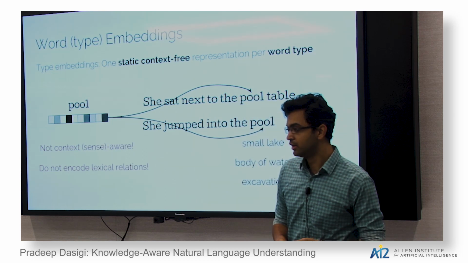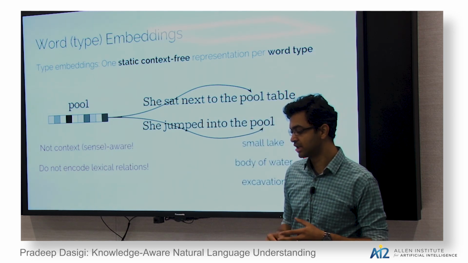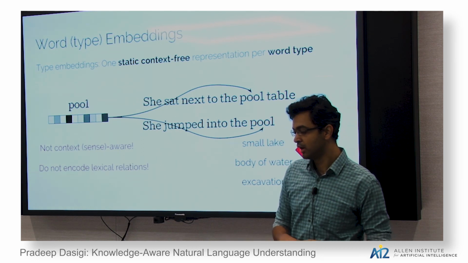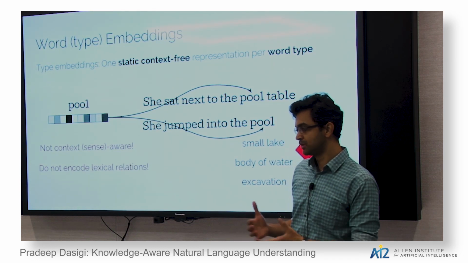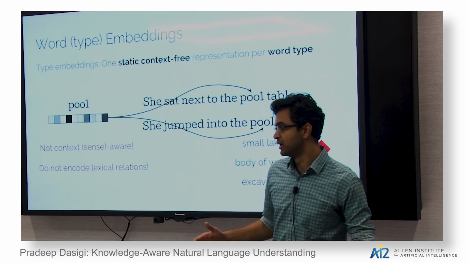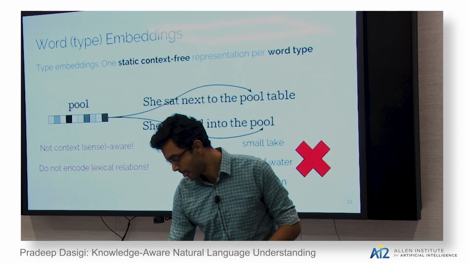And also, the vector representations do not explicitly encode this real world information that we are aware of, that a pool is some sort of a small lake. It's some sort of a body of water, and that it usually involves making an excavation to fill it with water and so on.